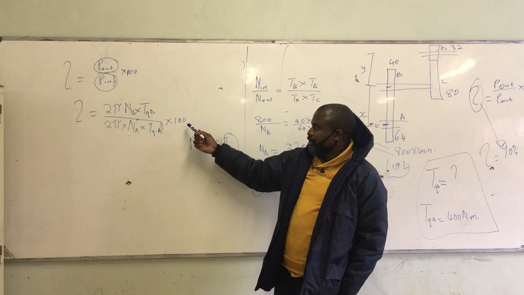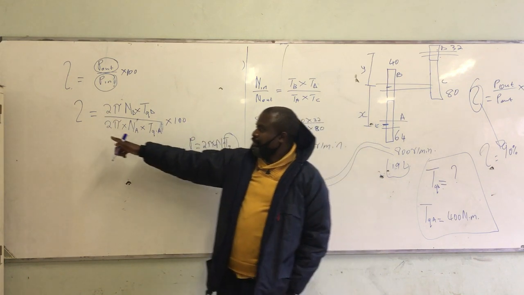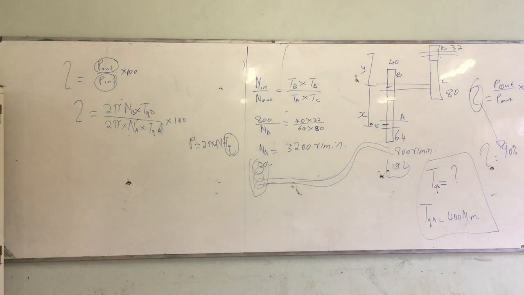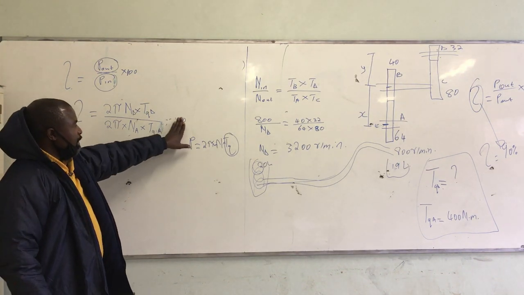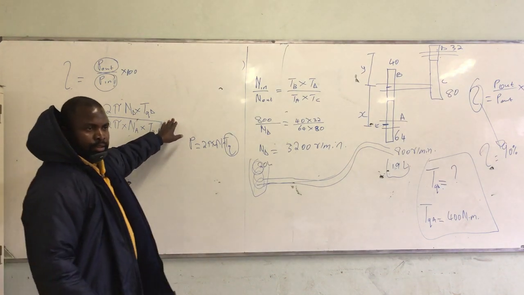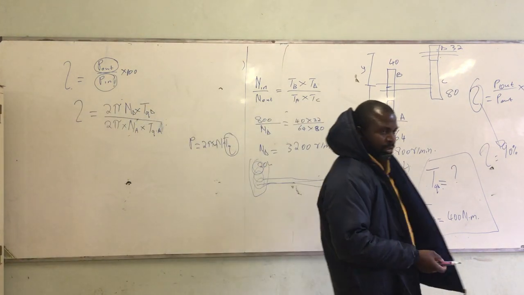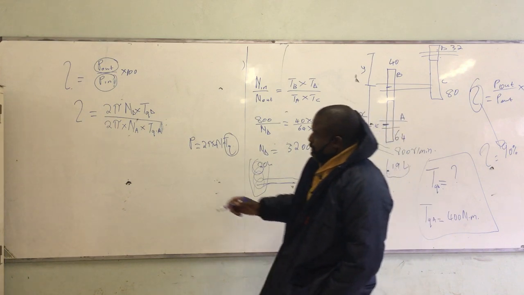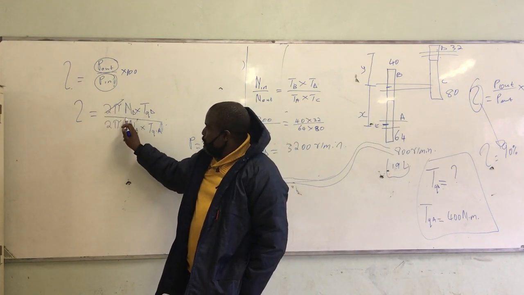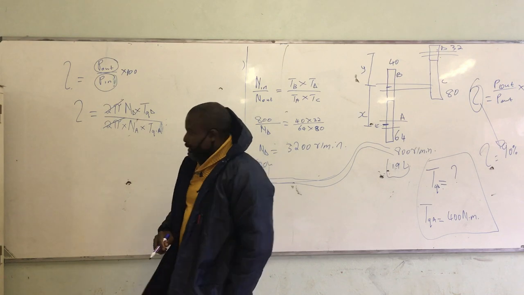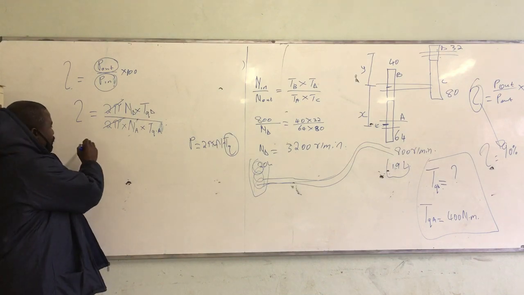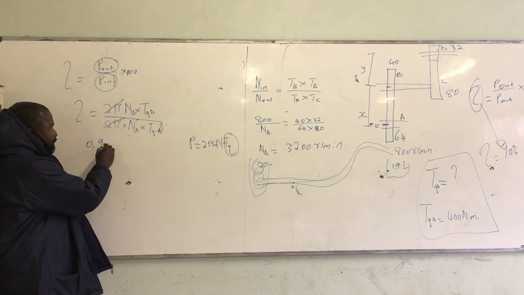This times 100, you only include if you substitute efficiency as 90, not 0,9. You understand, eh? Yes. If you're going to substitute it as 0,9, it means the 100 must be out. That 100 is there to convert it to percentage. Remember, if you know efficiency. So okay, now mathematically, does this not allow me to do it? It does, eh? Yes. So efficiency 90%, which will be 0,9 is equal to N D.